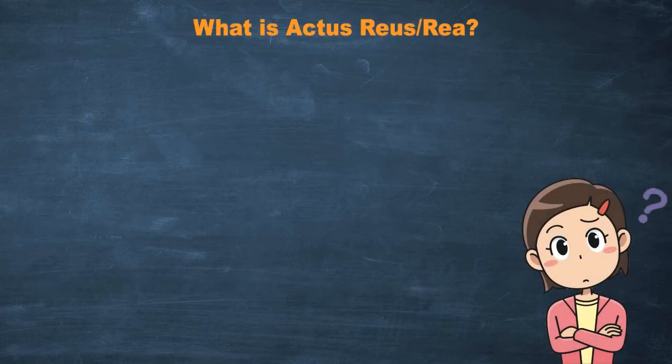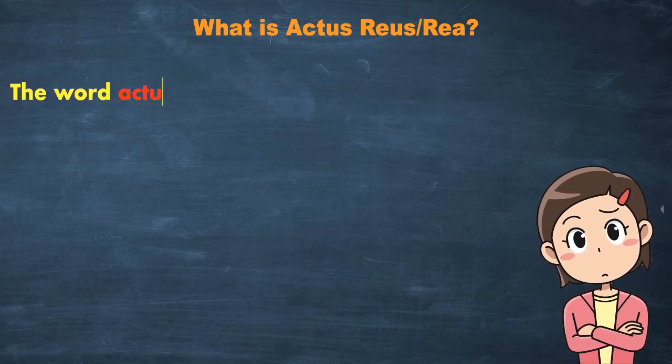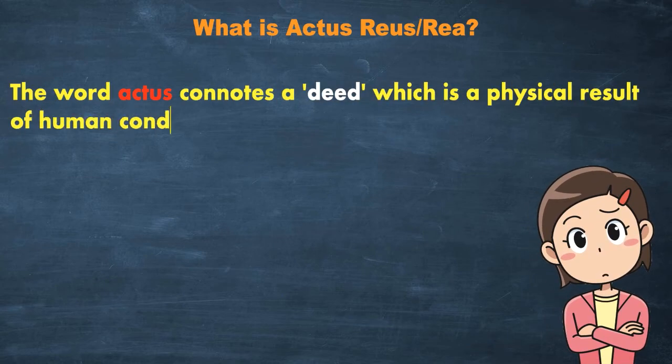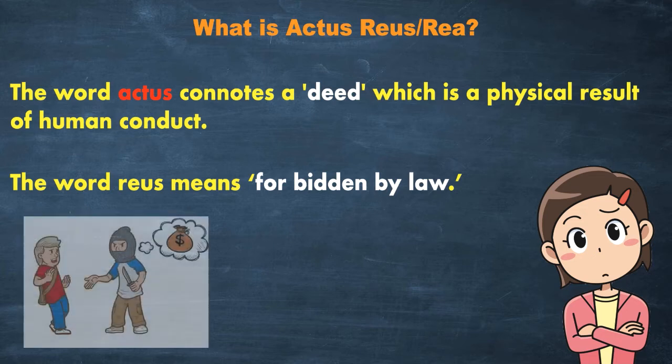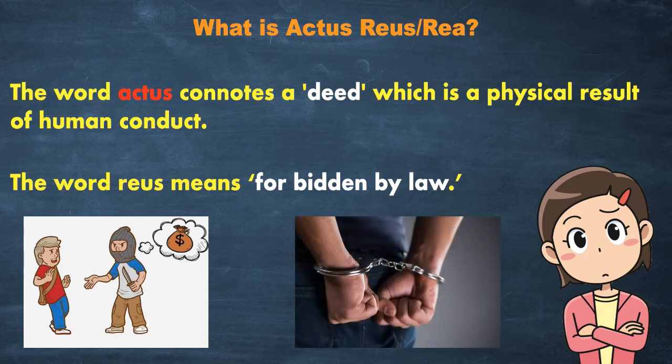Furthermore, we discuss actus reus. The word actus connotes a deed which is a physical result of human conduct, and the word reus means forbidden by law. So the action, the deed which is prohibited by the law, that is actus reus, in common parlance means a guilty act. Very simple.